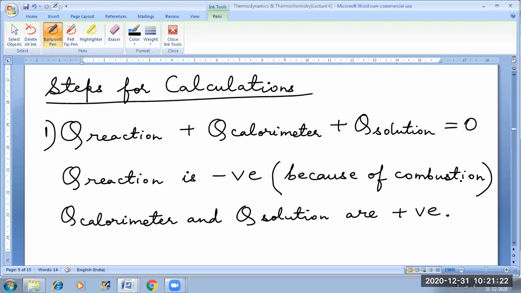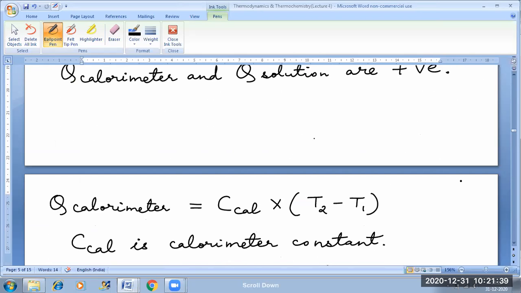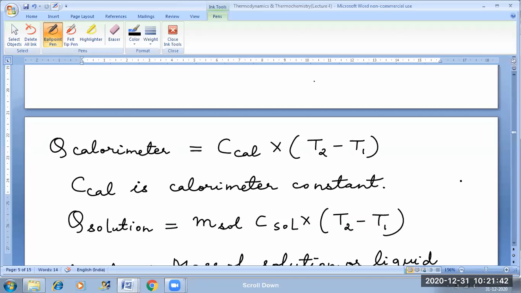The calorimeter and the liquid both will absorb heat because the calorimeter itself is also made up of some material, right? So even that will absorb some heat. That is why I'm saying Q calorimeter and Q solution are positive values. Q calorimeter is calculated as C cal into delta T. What is C cal? C cal is the calorimeter constant that depends on the material of the calorimeter, also called heat capacity of calorimeter.